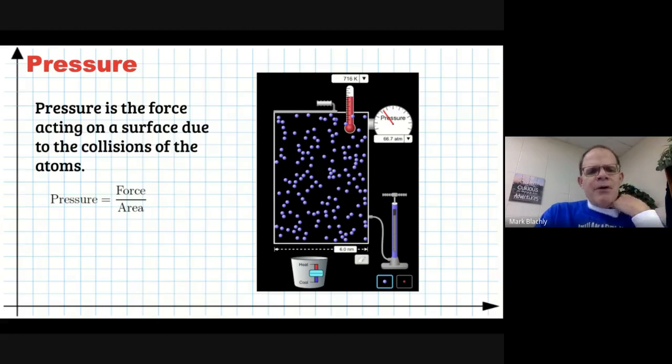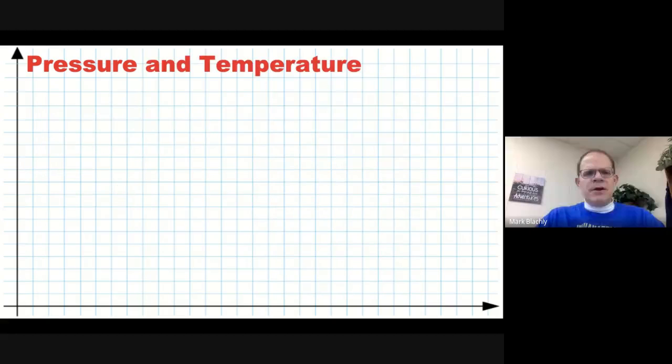So when we talk about pressure, you can really just think about it as the force of the molecules smacking into the wall. If you say my tire has a pressure of 32 pounds per square inch, what you're really measuring is the force of all the molecules inside smacking against the wall of the tire and pushing it outwards. Okay, that's what pressure is. So we're going to do a little experiment where we look at pressure and temperature.